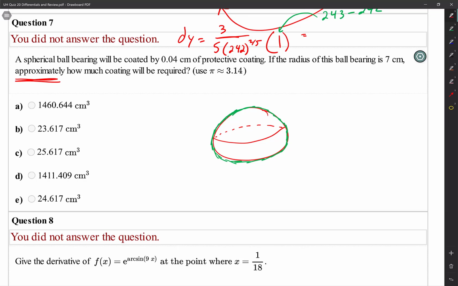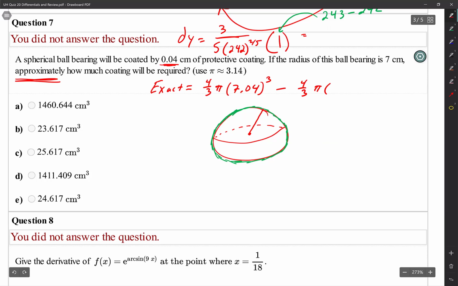So let's see if we understand. They're not asking for exact, but if they wanted exact, it would be 4/3 pi times the radius, which is 7 centimeters from here to the edge, but I have to add how much for the outer coating? So 7.04, and this is cubed, 4/3 pi r cubed, minus 4/3 pi times 7 cubed. This will give me the exact volume of coating, because the amount of coating I have is 0.04.